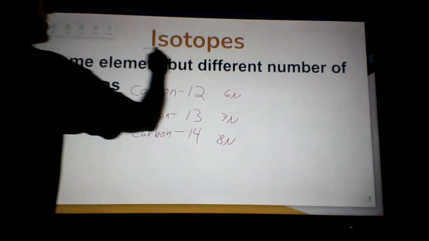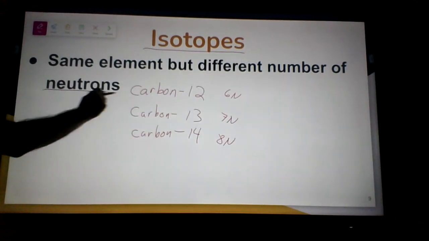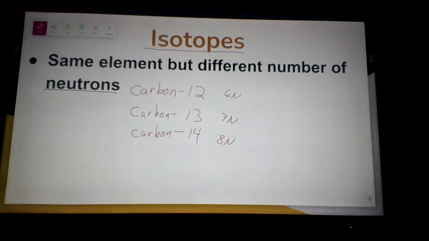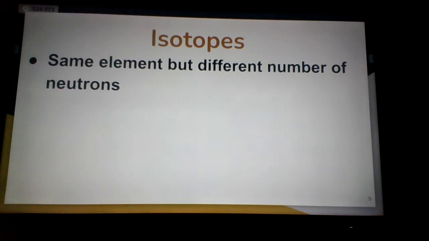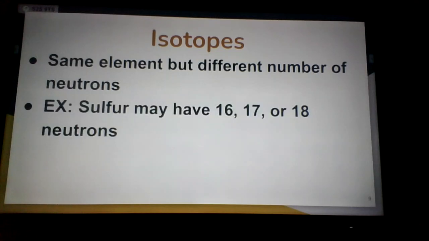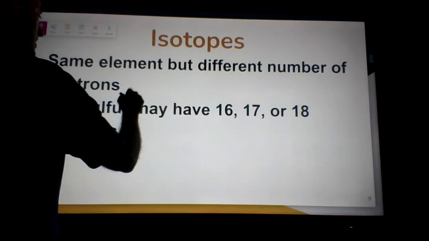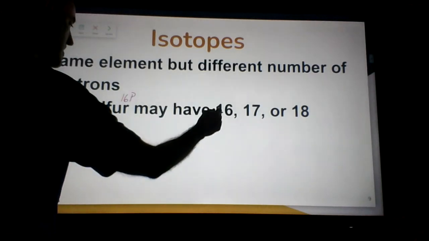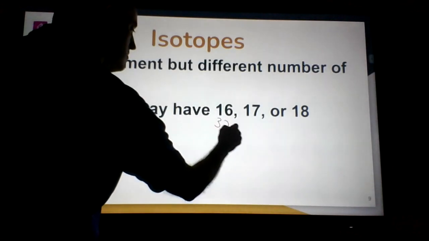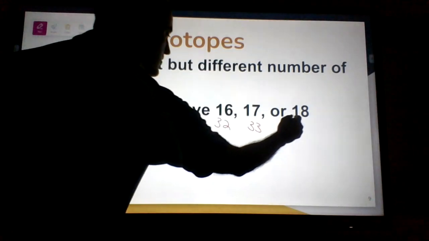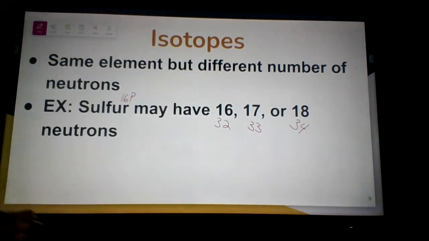So the word isotope means that the number of neutrons has varied. Neutrons will make that atom a little bit heavier or lighter if missing a couple of neutrons. Another example, sulfur may have 16, 17, or 18 neutrons. Well, sulfur has 16 protons. All sulfur atoms have 16 protons. Therefore, with 16 neutrons, that's a mass of 32. And then with 17 neutrons, that's 33. And with 18 neutrons, that's 34.